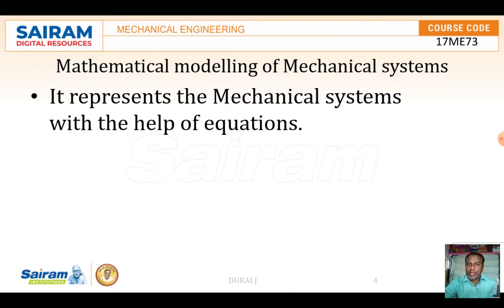Then comes the mathematical modeling of mechanical systems. Here, the mathematical modeling of a mechanical system represents the mechanical system as a set of equations. Okay, a set of mathematical equations. So that is mathematical modeling of mechanical systems. That means the mechanical system will be shown in terms of equations.